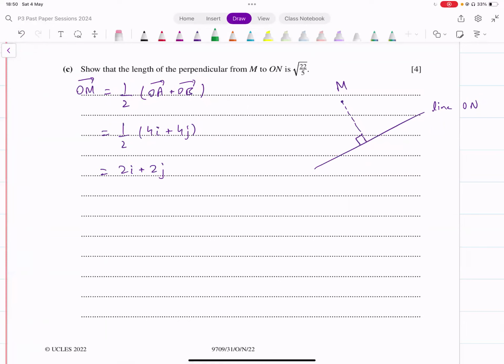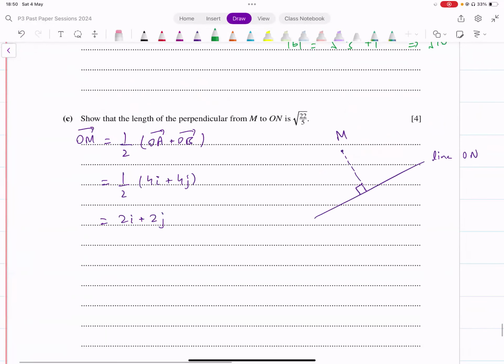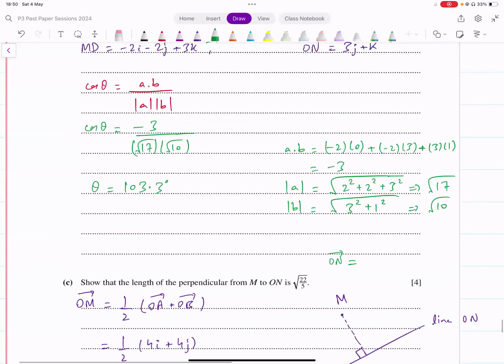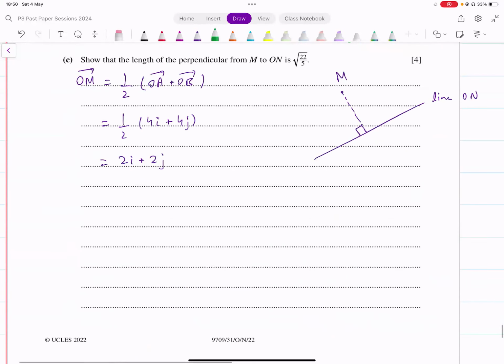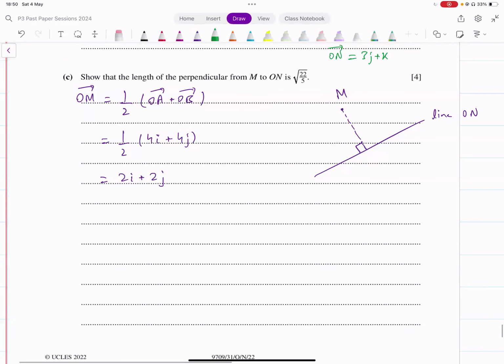We need a point that lies on this line. We know the point N. What's the position vector of the point N? We found that earlier: 3j plus k. Now for equations, I prefer using the column vector form generally. That seems easier to me. So it's 0, 3, 1. And the OM vector is 2, 2, 0. We've got the point M. Now, what's the equation of the line ON? R equals A plus lambda D. A means a position vector of a point on the line.